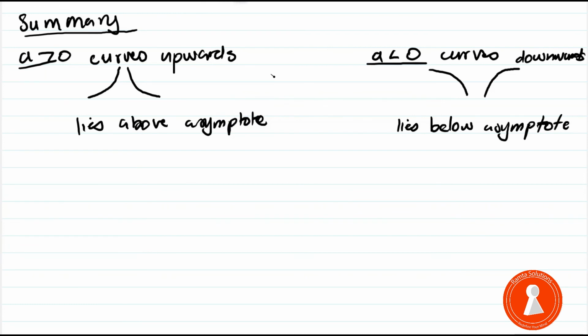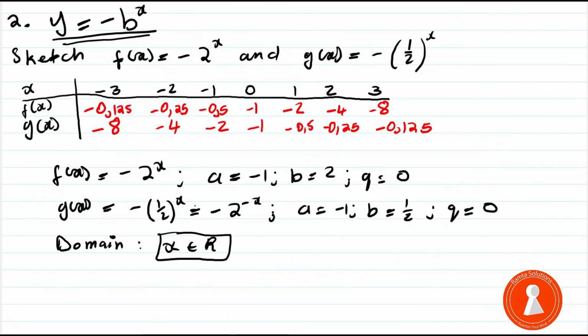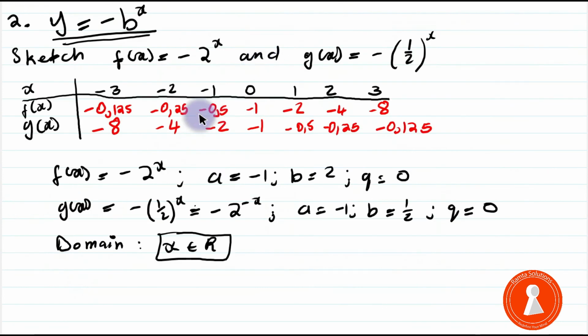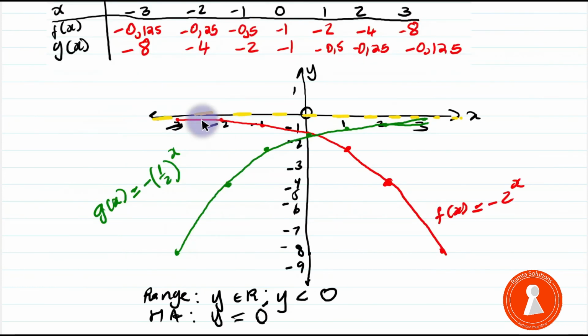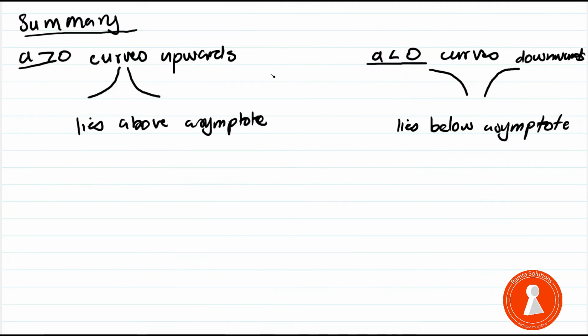Right, this one lies below the asymptote. So let me go show you. When A is positive, here is your asymptote. Your graph lies above the asymptote. Can you see that? Look at when it's negative. When it's negative, your graphs lie below the asymptote. Can you guys see that? Right? Now, I think this is all that we can say about the A's.